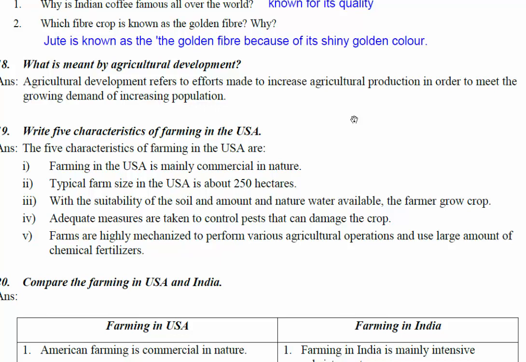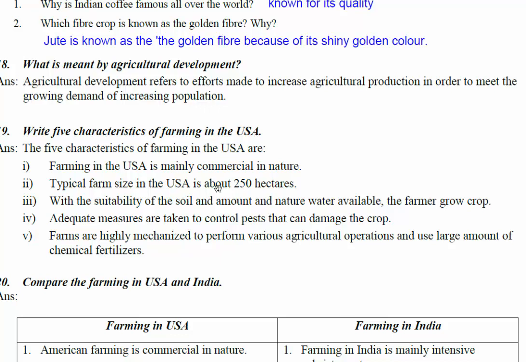Write 5 characteristics of farming in the United States of America. Let us see. First one is farming in the United States of America is mainly commercial in nature. Typical farm size in USA is about 250 hectares, very big size. With the suitability of the soil and amount of water available, the farmers grow crops.